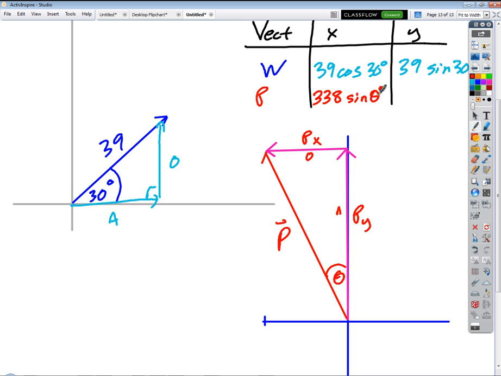And we actually know it's going to be the opposite of that. It's going to be negative, isn't it? Right? We should probably put a negative sign because it's going backwards.